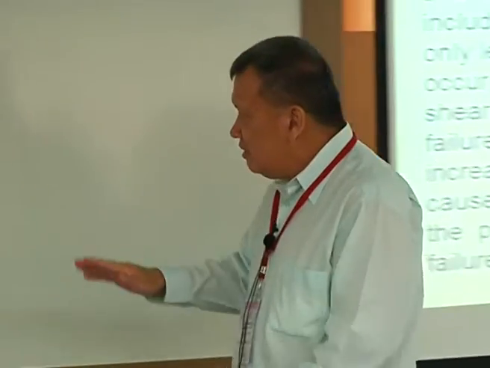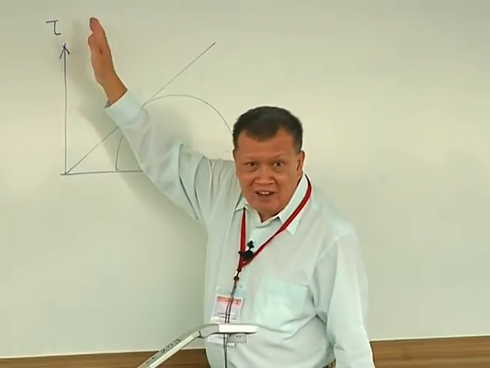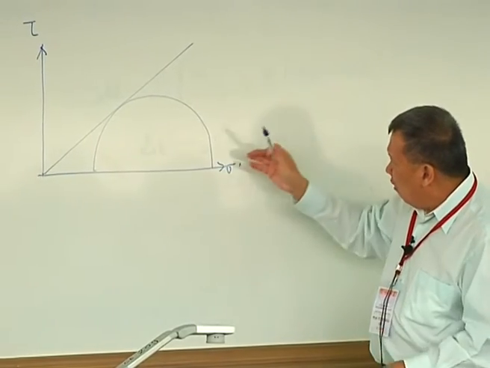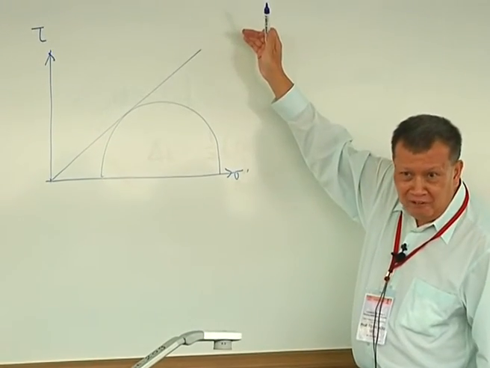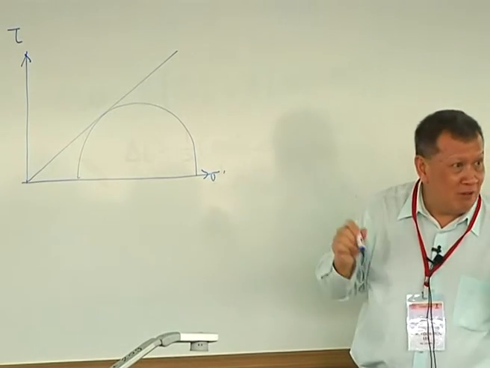This is the good guy. We say effective stress is good. This is the bad guy. The failure envelope says, the more good guys you have, the more bad guys you can handle before you collapse. So this is the plot of good guy versus bad guy.